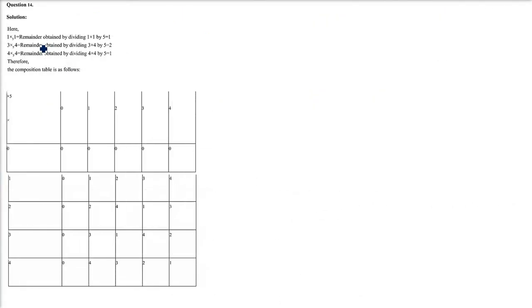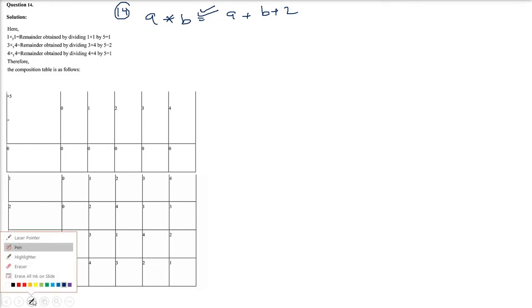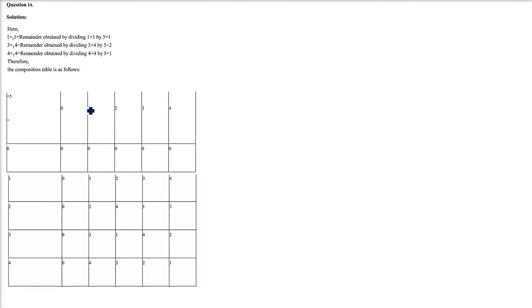Question number 14. On the set of integers, a binary operation star is defined by a star b equals a plus b minus 2. Write the inverse of 4. As I said, this question was already discussed. The second question and the 14th question are exactly similar in my edition. Maybe your edition also has these questions similar. So I'll just go ahead with the next question.